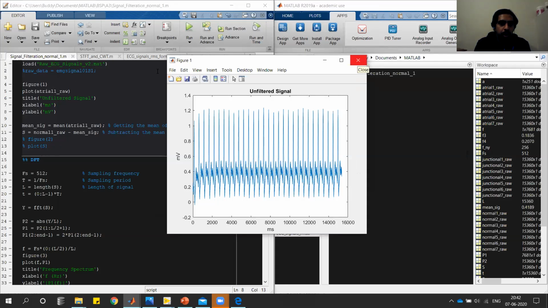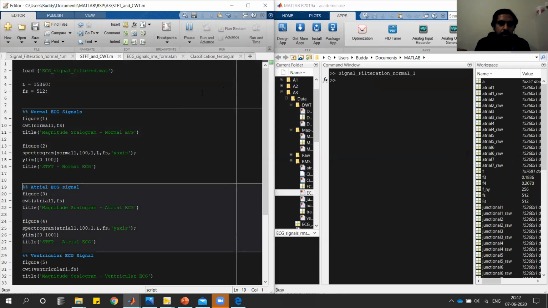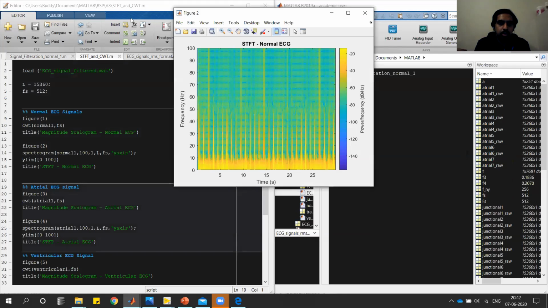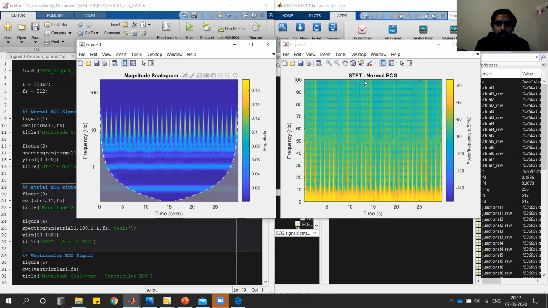After that, for signal evaluation, we did STFT and CWT analysis. For that, I'm going to show you the spectrums, the figures for one signal. So this is the STFT spectrogram for normal ECG, and the CWT scalogram for normal ECG. The details and the features and the evaluations which we have discussed in the presentation, we are going to explain more in the report.